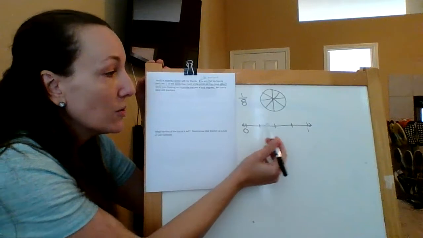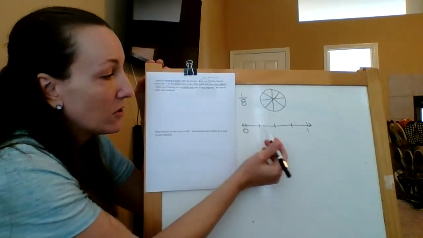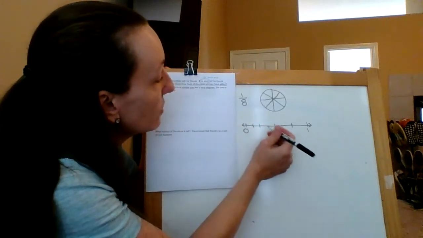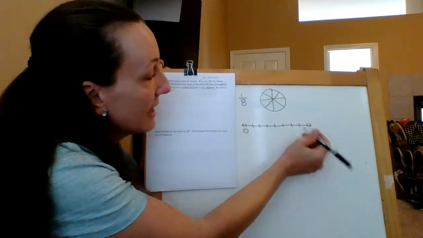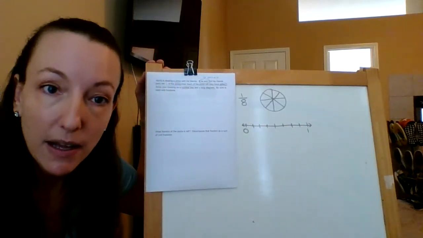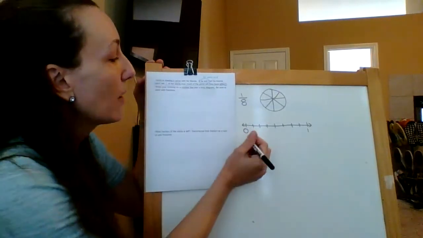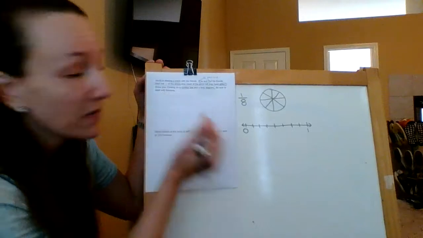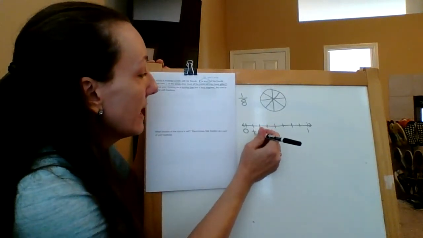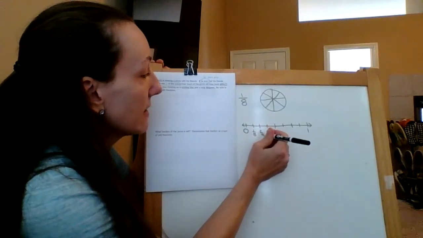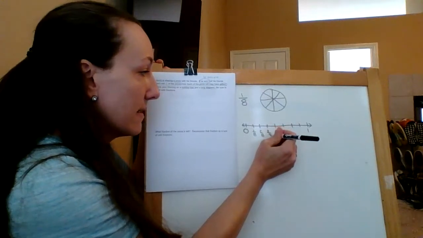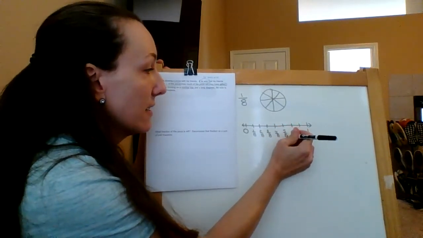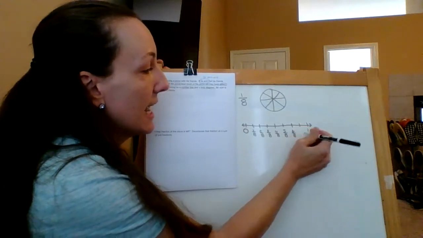And then I need 2 in each of these, right? Because that would be 2, 4, 6, 8. So cut each one in half. That's 2, 4, 6, 8 total pieces on my number line. All right, and now I'm going to label all my fractions because that's what it's asking me to do. Be sure to label with fractions. This is 1/8, 2/8, 3/8, 4/8, 5/8, 6/8, and 7/8.